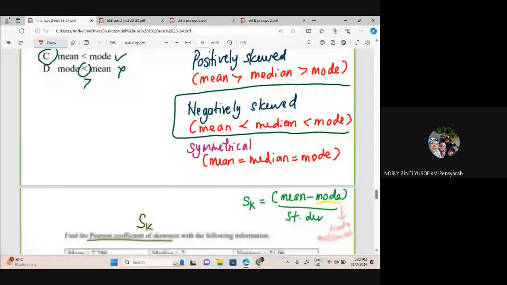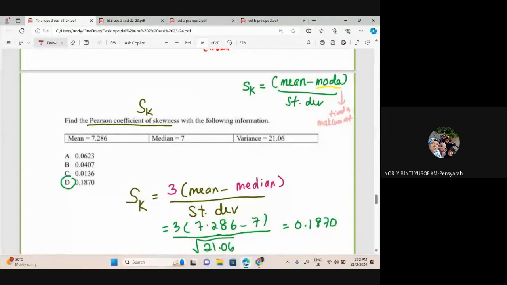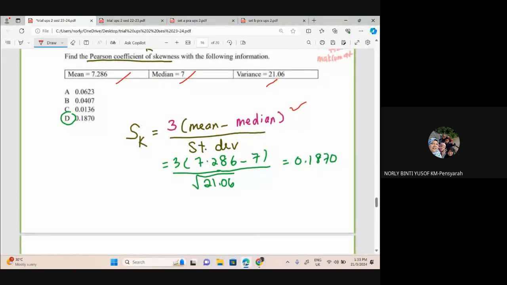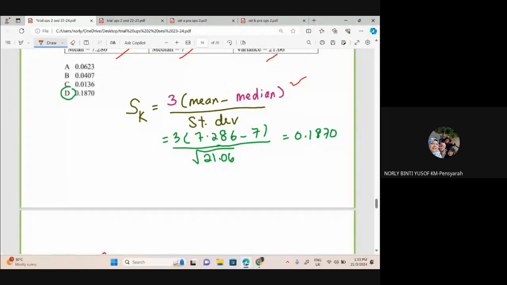Symmetrical samalah. Okay, and then goes to coefficients of skewness, SK. Sama, dia ada 2 formula. Satu mean tolak mode bagi standard deviation, satu lagi 3 in bracket mean tolak median bagi standard deviation. Tapi disebabkan dia punya information dia tak ada mode, dia hanya ada mean, median, variance. So you kena gunalah formula ni. Okay, then guna masukkan saja and calculate in your calculator, you will get 0.1870. Okay, ni direct juga tapi formula kena tahulah in order for you to calculate the value.